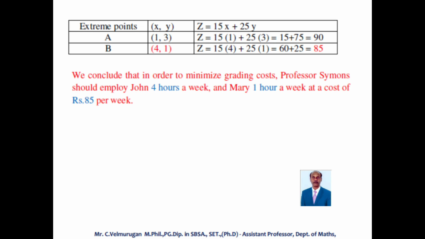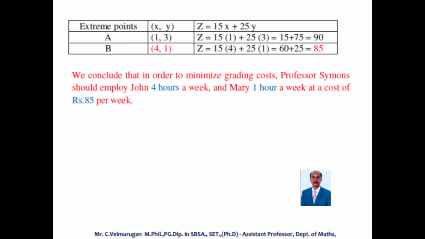So if you apply x is equal to 1 and y is equal to 3, if you want to consider point A, then what is the z value? 19. If you want to consider point B, x is equal to 4, y is equal to 1, then what is the z value? That is 15 into 4 plus 25 into 1, so 60 plus 25, 85.